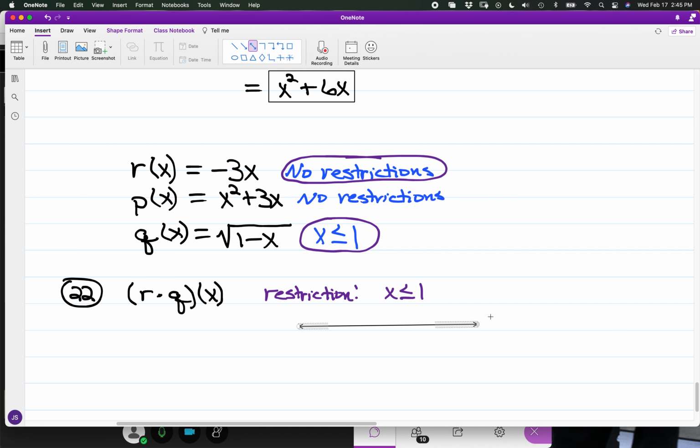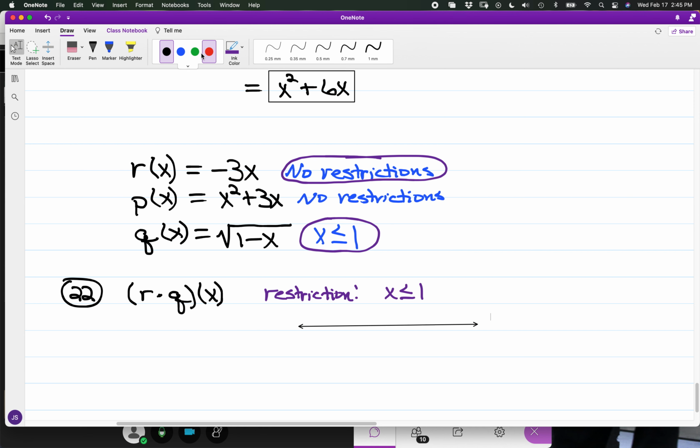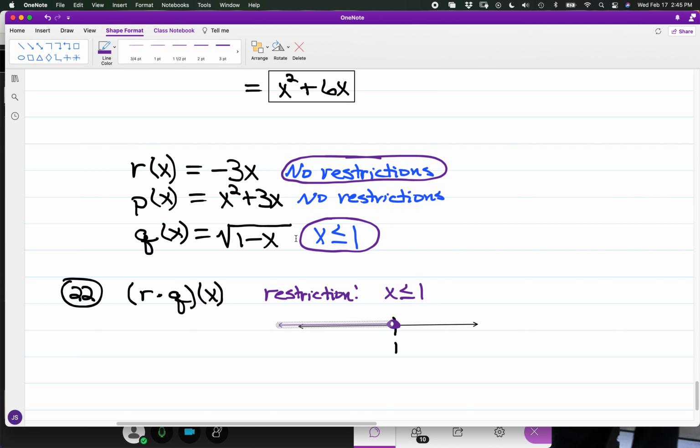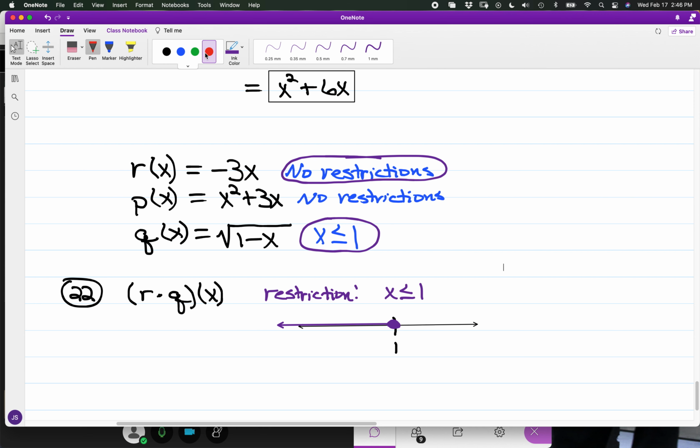Okay, so for x is less than or equal to 1, just looking at what we have from a visual standpoint, the number of concern we have is 1. So you have a solid point on 1, and then we have a ray going continuously out to the left, approaching negative infinity.